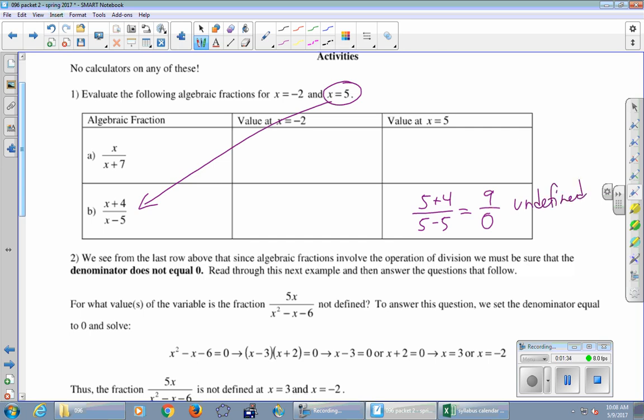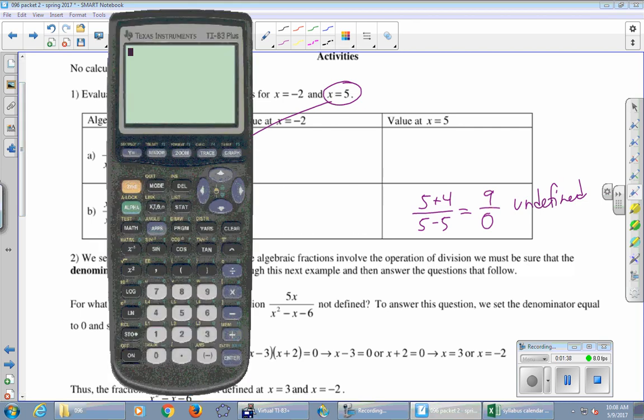We've been taught from a young age you cannot divide by 0. If you don't believe me, surely you believe the calculator. 9 divided by 0. Oh. Error. You cannot divide by 0.